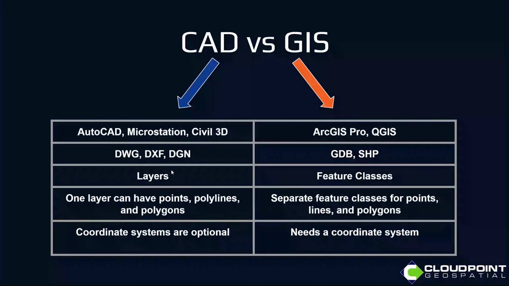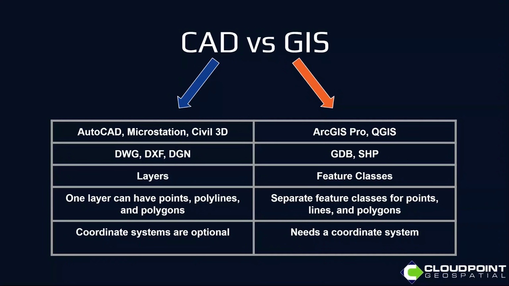One key difference, though, is that in CAD, one layer can have points, polylines, and polygons all within one layer. But in GIS, we have to have separate feature classes for points, lines, and polygons. So this is the first big thing we'll have to think about going from CAD to GIS. In GIS, you're going to have more feature classes than you would have layers because of that difference.